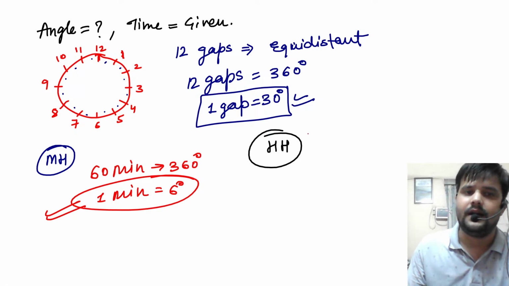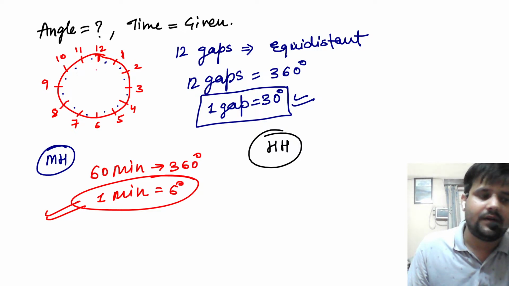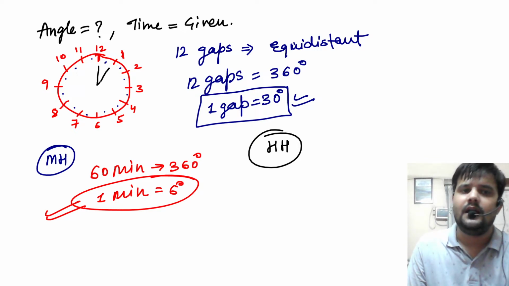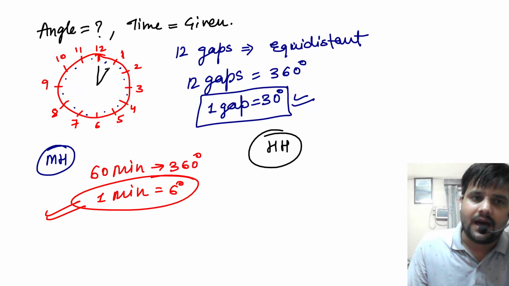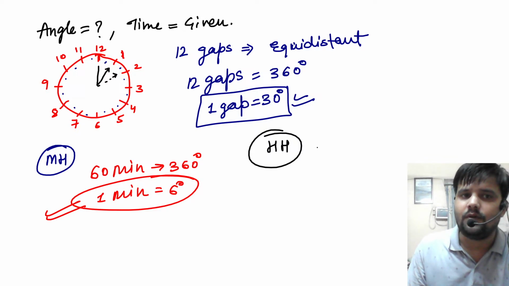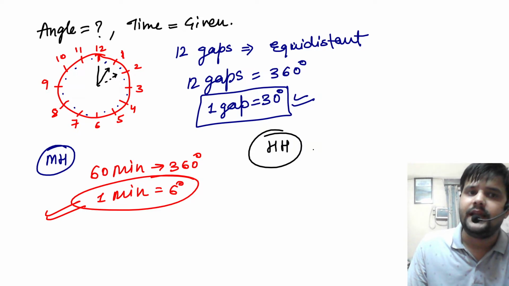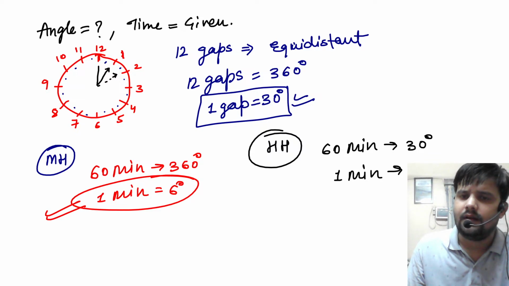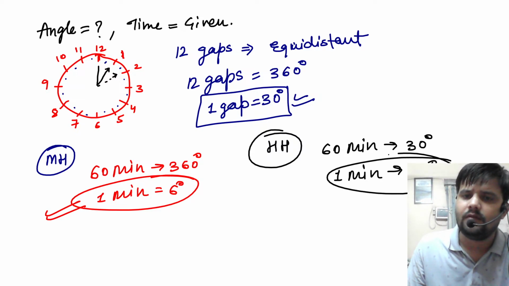So what happens in hour hand? Let's say time is right now 1 p.m. So it will be like this. If hour hand is at 1, after 1 hour, hour hand will be at 2. So in 1 hour, it moves only one gap. And we know that one gap is 30 degree. So from 1 to 2 in 60 minutes, hour hand covers 30 degree. So I can say that in 1 minute, hour hand will cover half degree.